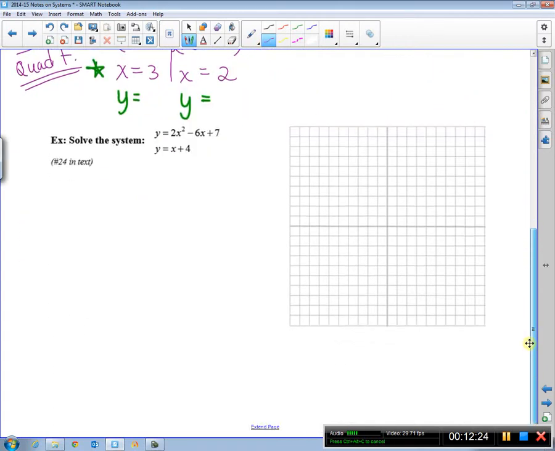All right, let's try the next example. It says solve this system. So let's do this algebraically. They're both already set equal to y. Go ahead and pause if you'd like. I'm going to start by setting them equal to each other and then going through the work quickly to solve for the coordinates.